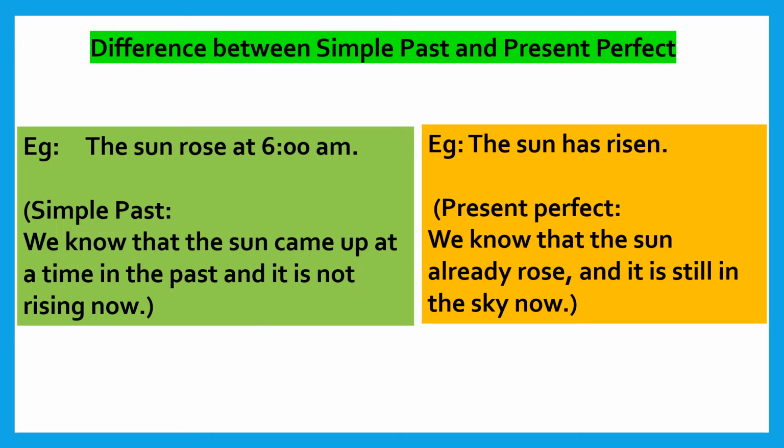The second sentence, the sun has risen. In this sentence, the verb has risen is a present perfect, as it tells that the sun already rose and it is still in the sky now. So it tells of the action that was completed in the past but has some link in the present as well.